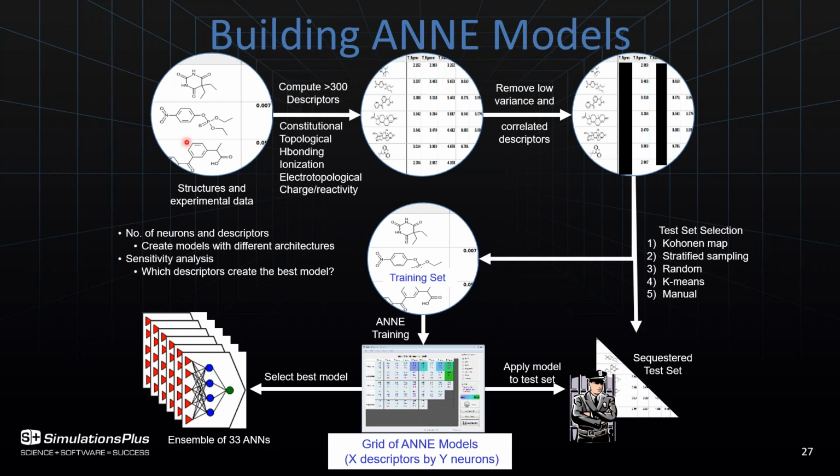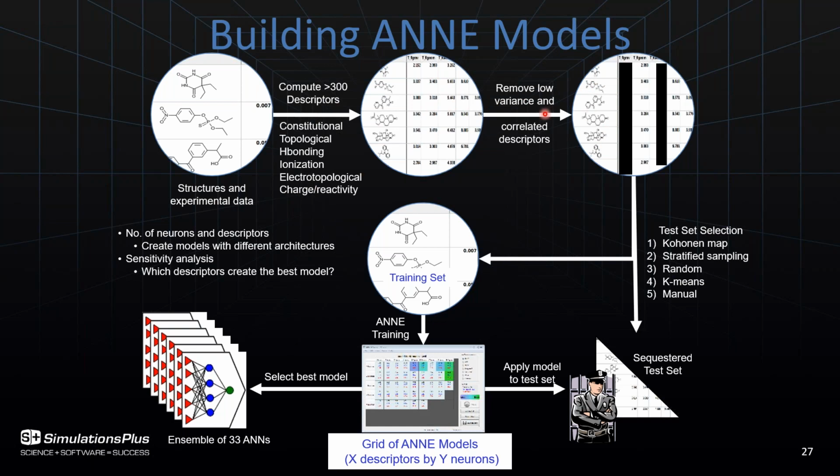So the first thing we start with is structures and experimental data. And we go to great lengths to curate the data, make sure the units are correct, make sure the structures are correct, etc. Then we compute over 300 descriptors, and these are based on constitutional, topological, hydrogen bonding, ionization. The ionization comes from our pKa model. Electrotopological, so these are E-state indices that look at electronegativity of atoms in groups, and then charge and reactivity. So now we have the rows as the molecules, we have one column that is the endpoint or dependent variable, and then we have a large number of columns that are the descriptors.